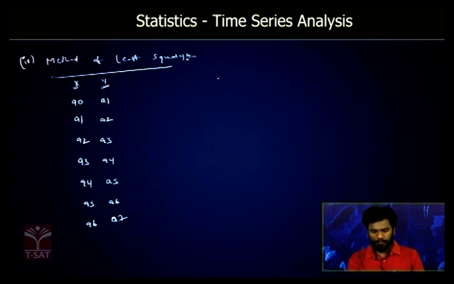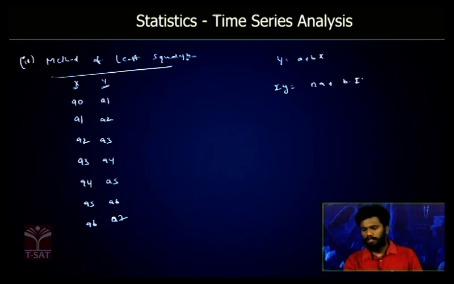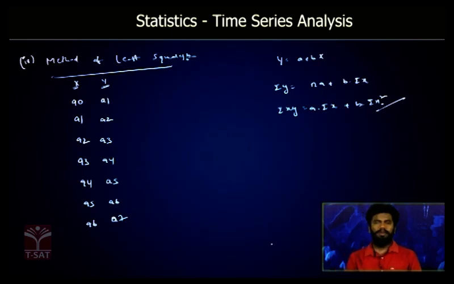Let us recollect the normal equations which we have discussed in the regression topic. If a fitted line is y equal to a plus bx, in order to find the constants a and b, we have the normal equations based on the principle of least squares. Those are summation y equal to n into a plus b into summation x, and summation xy equal to a into summation x plus b into summation x square. So these are the two normal equations which we have discussed in the regression topic. Now using the same normal equations we have to fit a line for this data in the method of least squares.